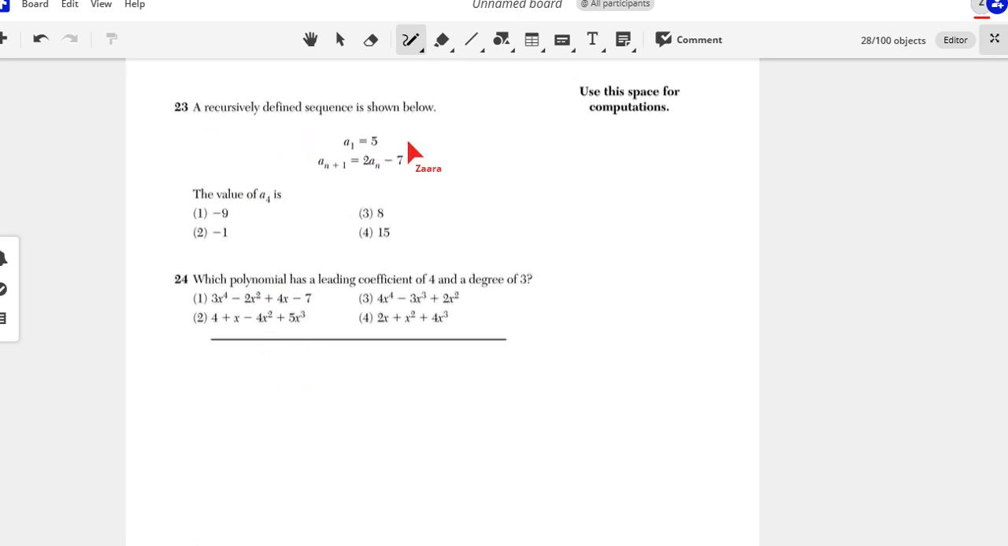Question 23. A recursively defined sequence is shown below. The value of a4 is... For this one, I used the calculator and I got C. Wait, no, that's a different question. I got B, negative 1.